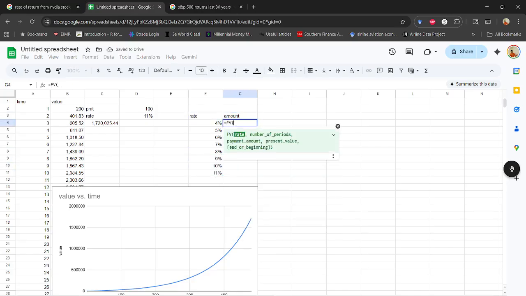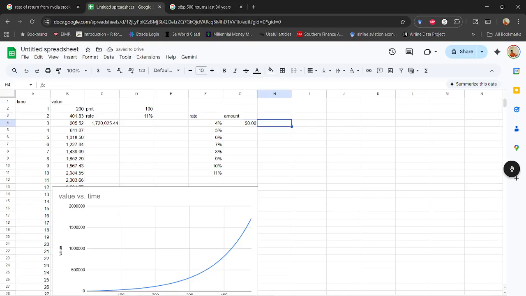So all we do is use the future value formula: rate divided by 12, number of periods, and the payment amount, let's put it here. Oh, actually, minus I4, present value is 0, and the beginning or end of the period consideration.